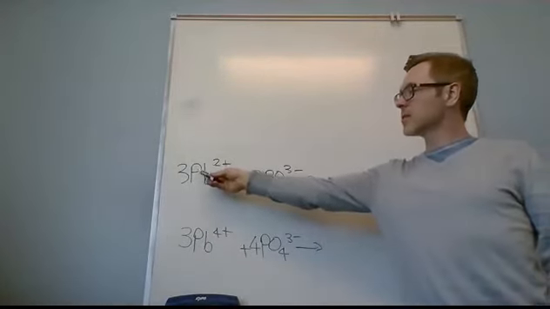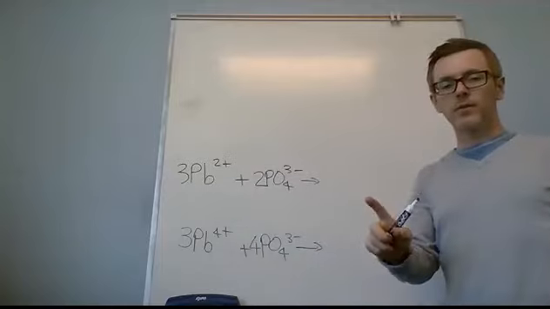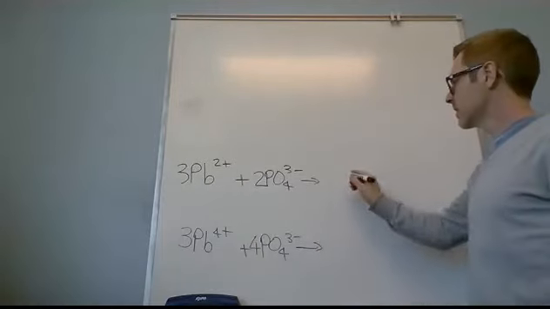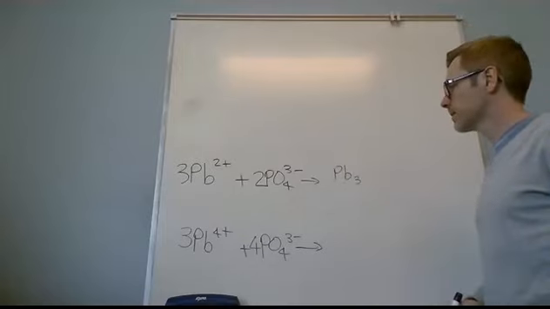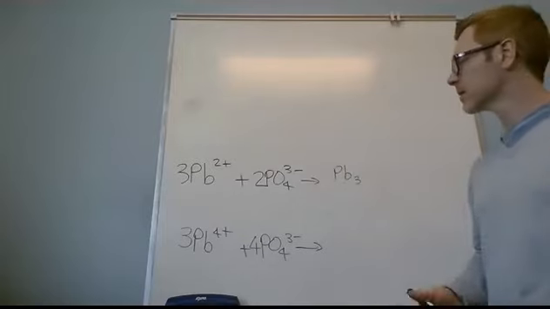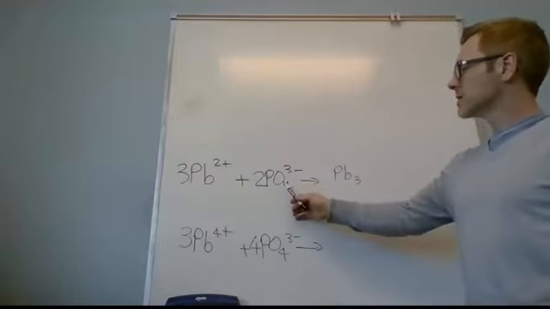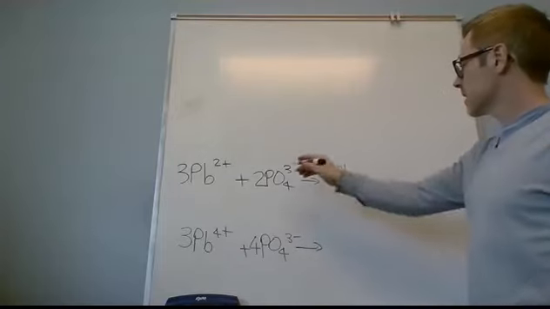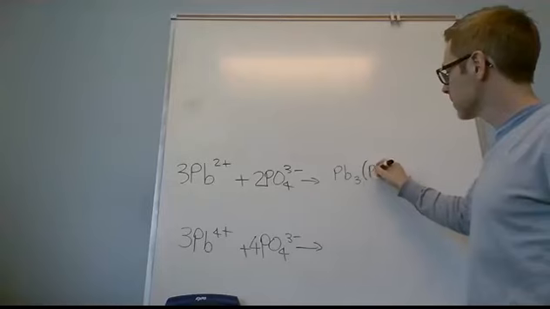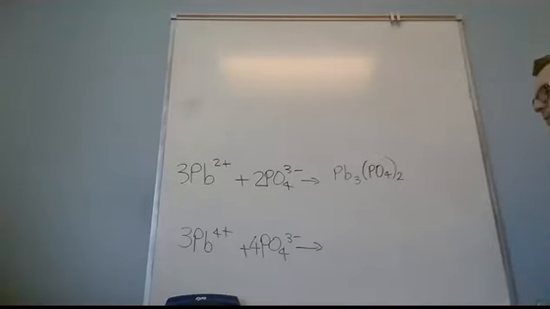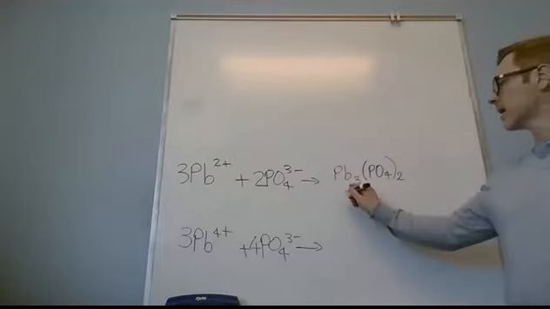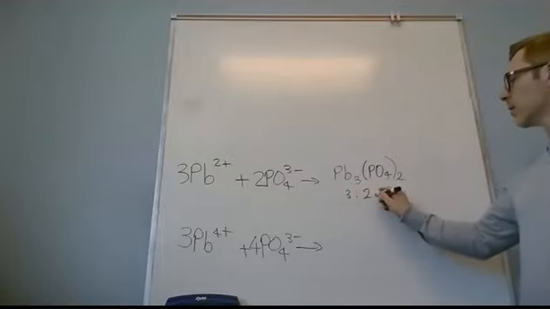So lead, it has 2 letters, but it's one element, so there's no need for parentheses. So that's just Pb subscript 3, single element, it's monatomic. But phosphate is polyatomic, so I do need parentheses. I have my 3 to 2 mole ratio.